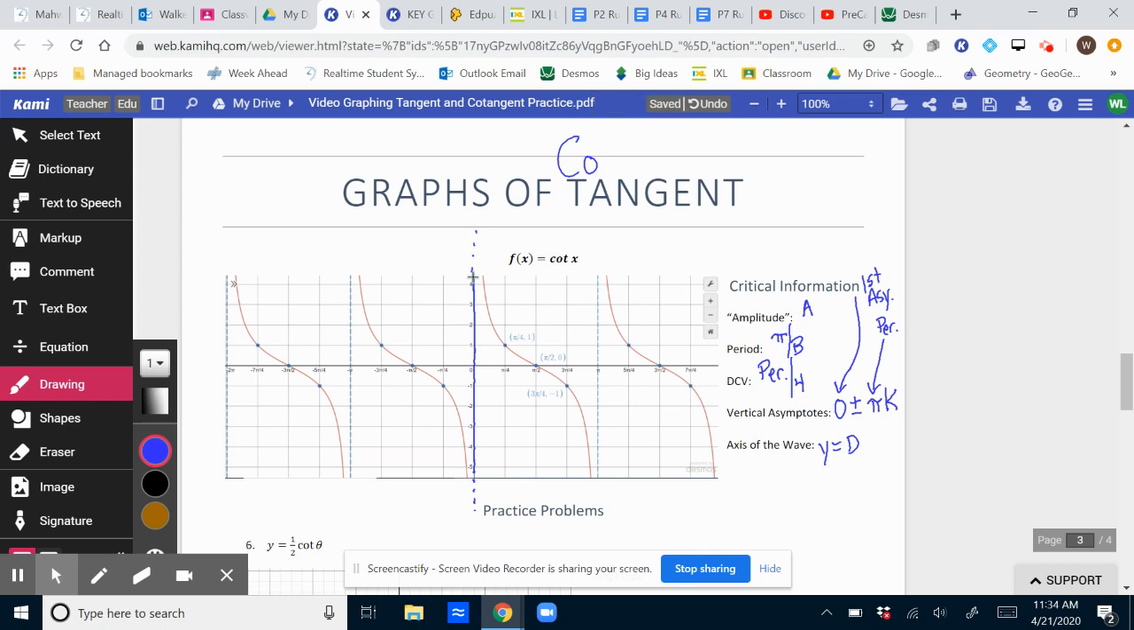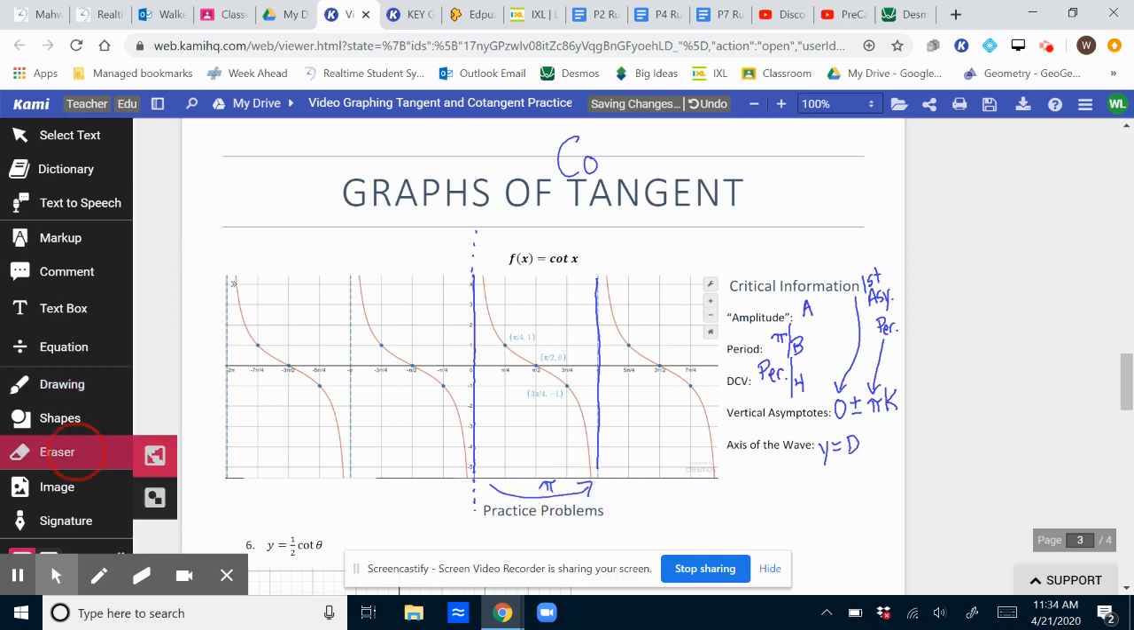Okay, but the rest is the same, plus or minus, so there's some asymptotes to the right, some to the left. Pi is your period, so there's an asymptote every pi units. And that's kind of easier to see for cotangent. Since the first one's at 0, the next one's at pi, that's a distance of pi, which is your period. So you see the period is the distance from one asymptote to the next.